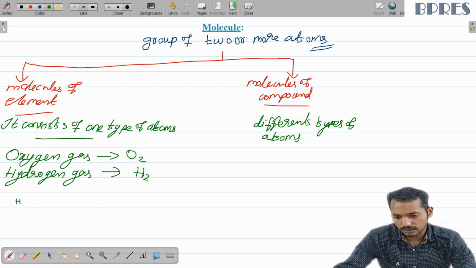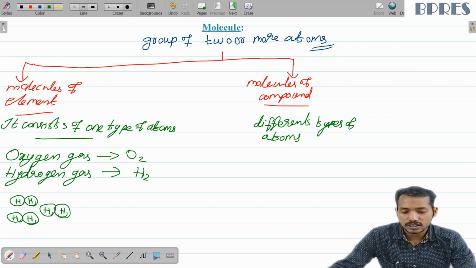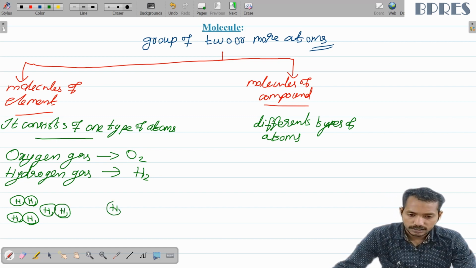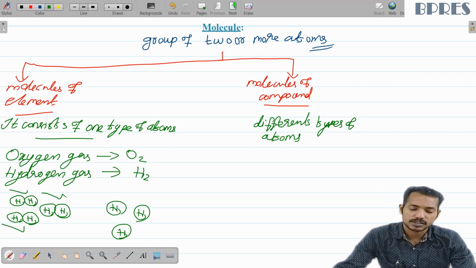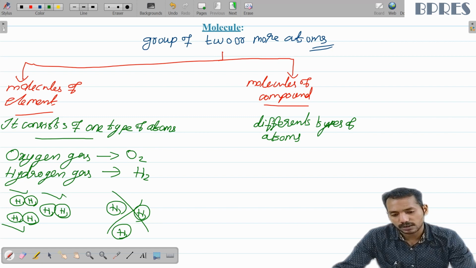We can represent this symbolically like this: H2, another molecule will be H2. Instead of existing independently, hydrogen gas exists as a group of two hydrogen atoms. That means a molecule of H2. So a single H is not the correct way. Because of that, we call it a molecule of an element, which consists only of the same type of atoms.